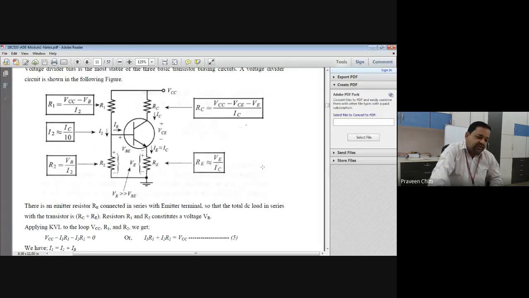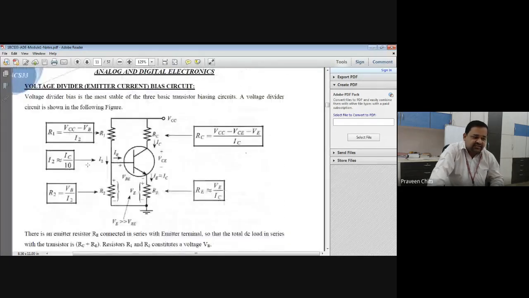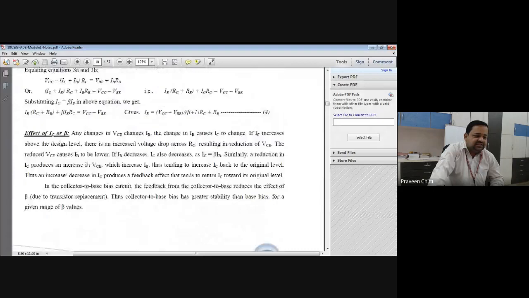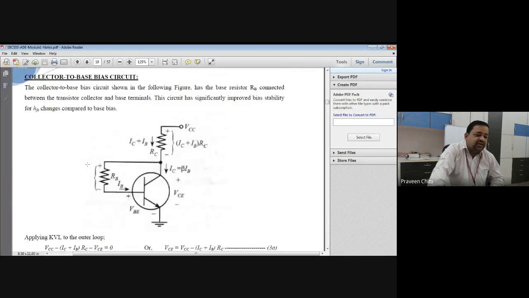In fact, the analysis can be done, as I said, by using Thevenin's theorem, but I don't want to go into the details of that. You should just remember the three circuits and how to apply KVL, and write a few lines of explanation about this circuit. And again, I am repeating, out of these three circuits, definitely you can expect at least one in your examination. And it is not at all difficult. So very easily you can score marks from this particular part of the syllabus.